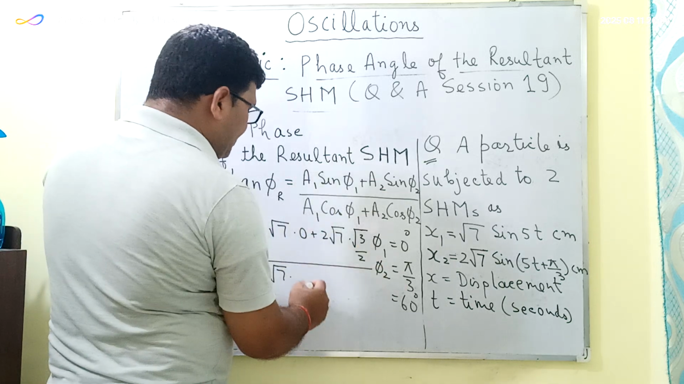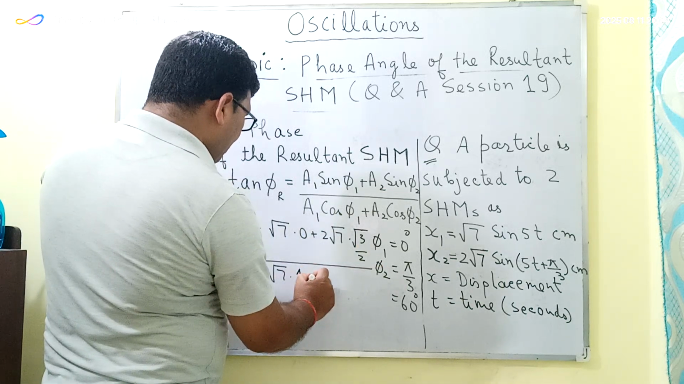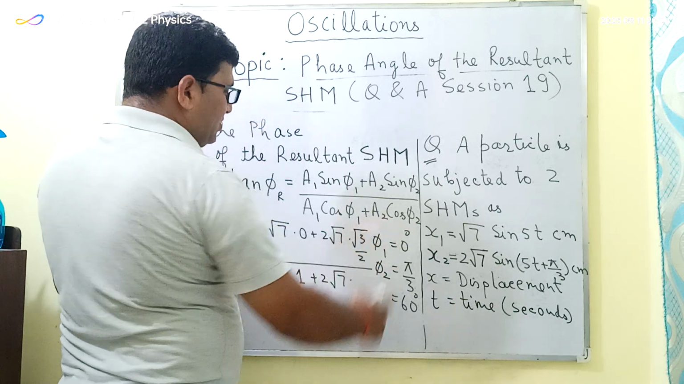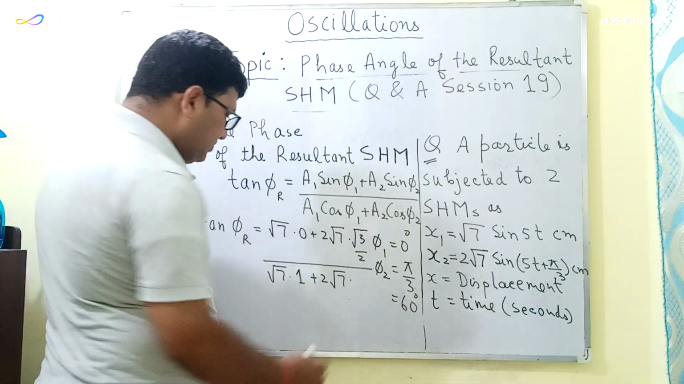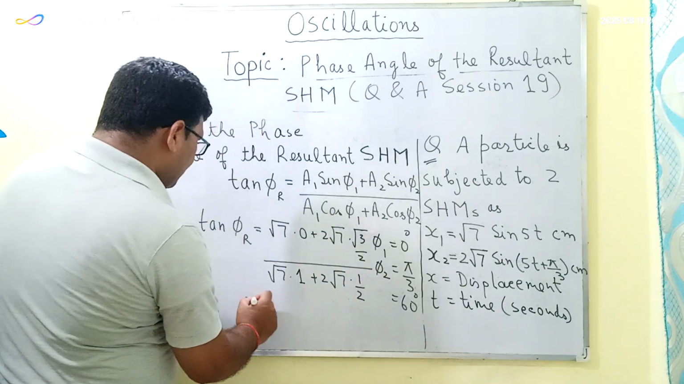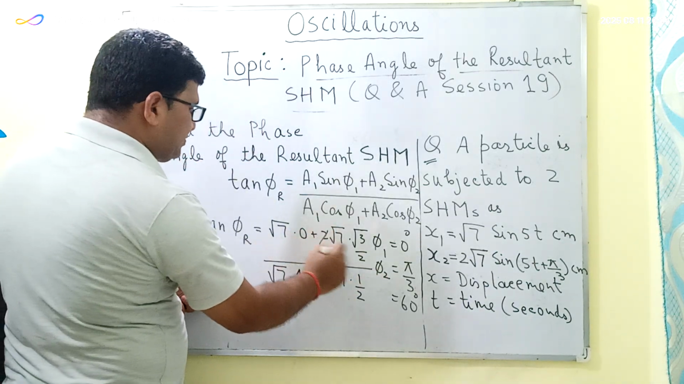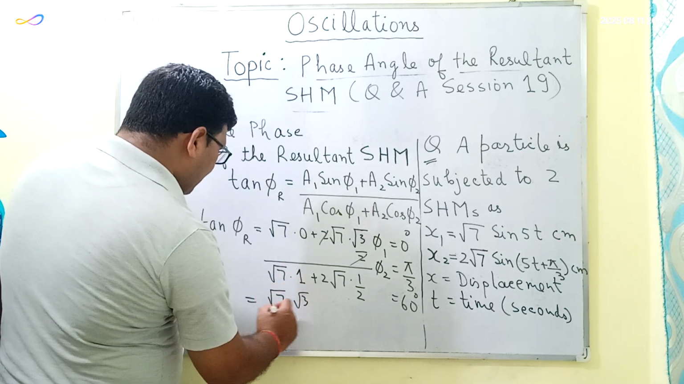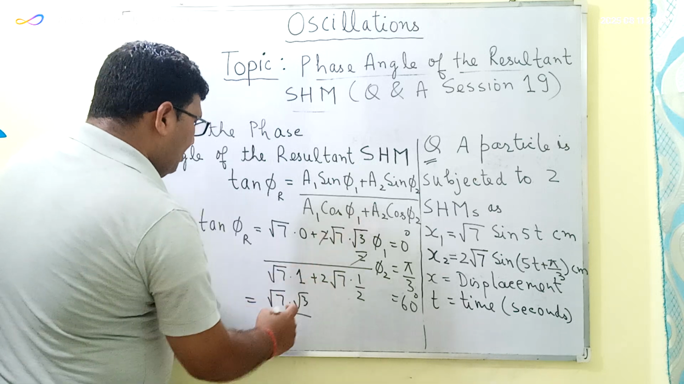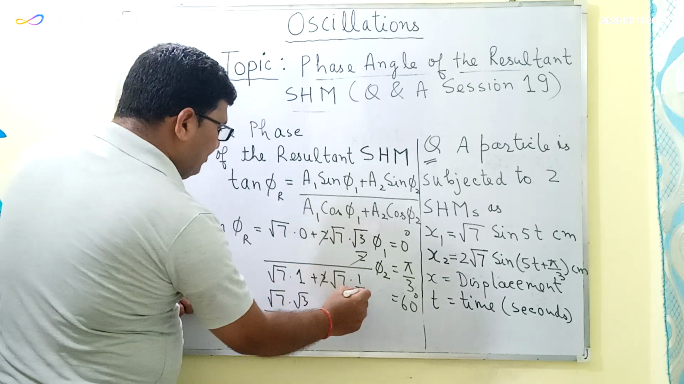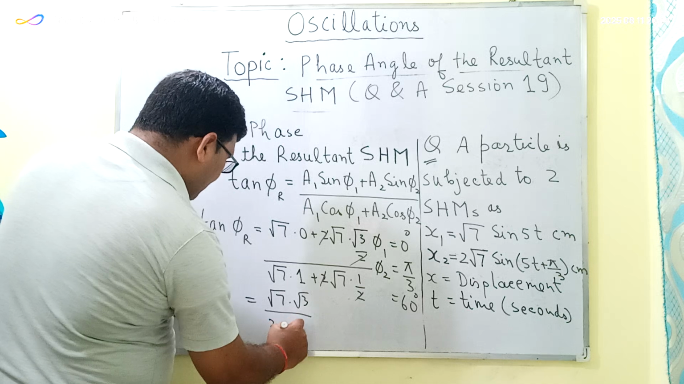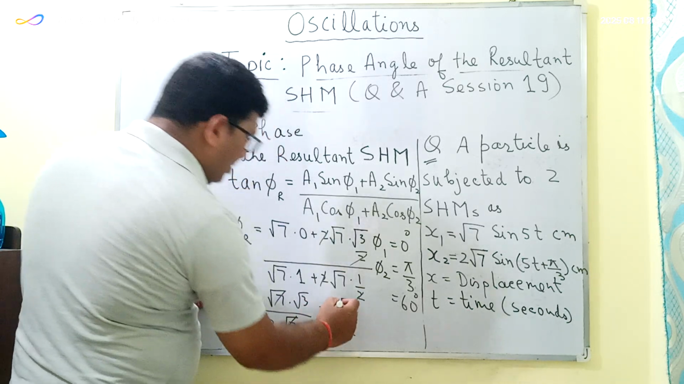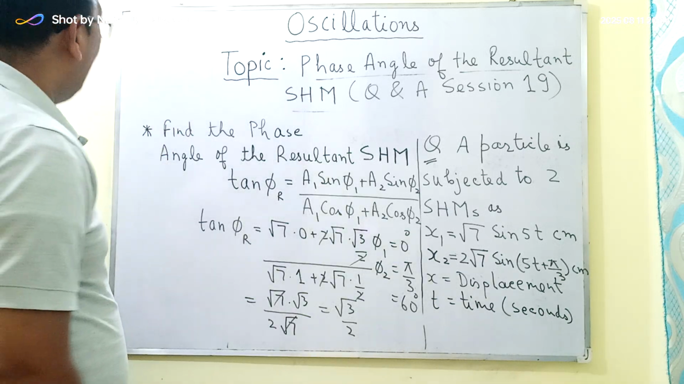Cos phi 1 will be equal to cos 0, which is equal to 1, plus a2, which is 2 root 7, multiplied by cos phi 2. Now cos phi 2 will be equal to cos 60, which is equal to 1 by 2. Now this is equal to 0, and this 2 and 2 will get cancelled out. So finally I am getting root 7 into root 3 divided by root 7, and this again will get cancelled out. So this is equal to 2 root 7. From here root 7 and root 7 will again get cancelled out, and tan phi r is equal to root 3 by 2.